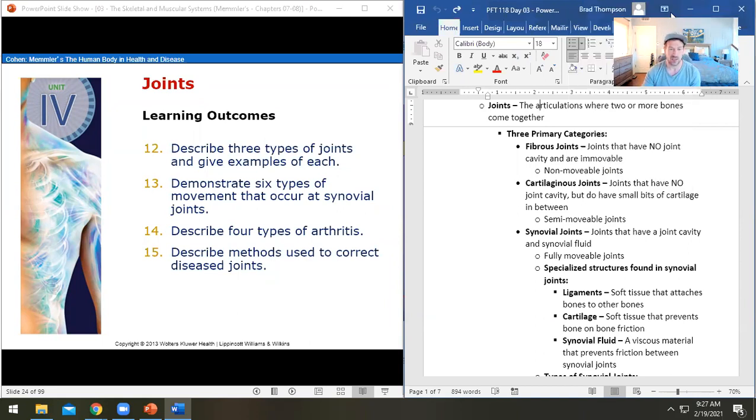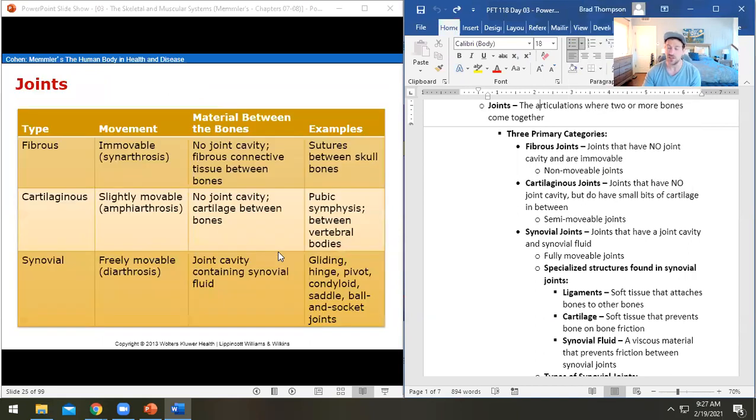All right, so let's move on to joints. Okay, so joints, this is what we're describing. The fancy name for a joint is an articulation. It's where one bone is articulating with another, right? Where they sit into each other, and where they can be manipulated and move around.